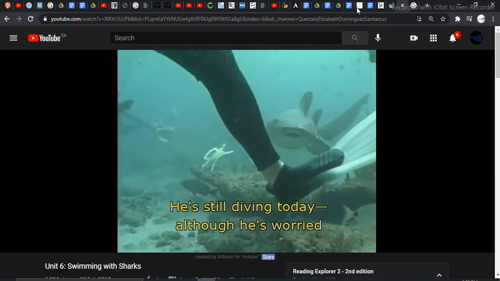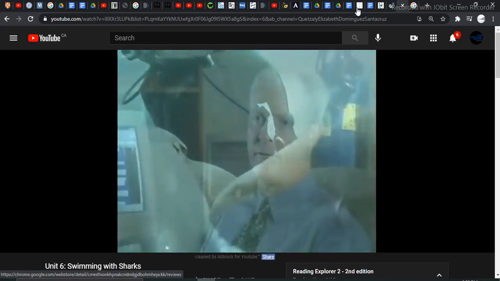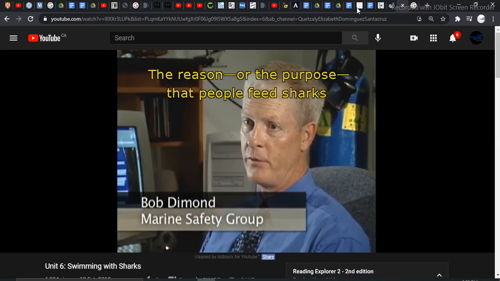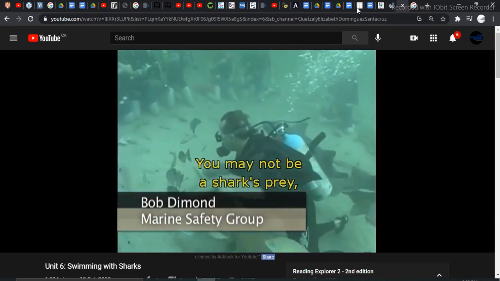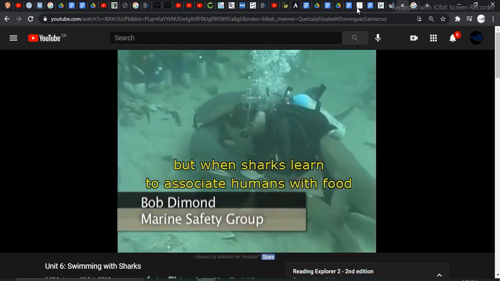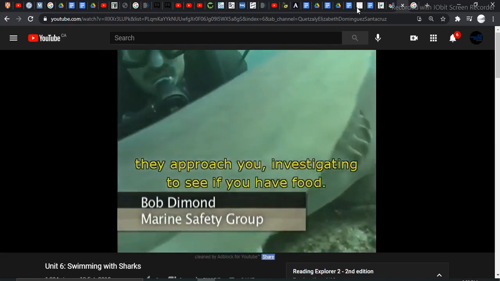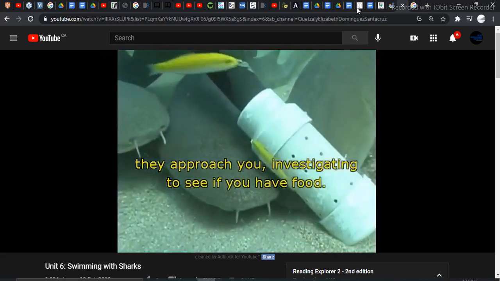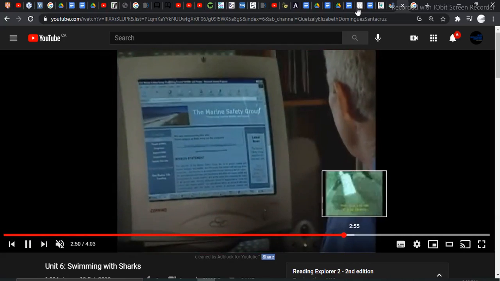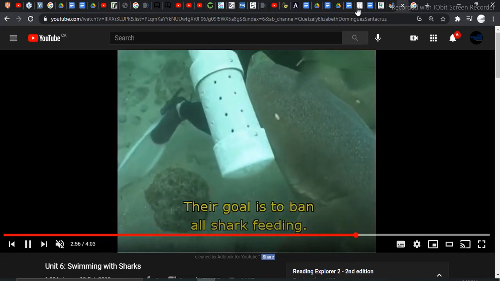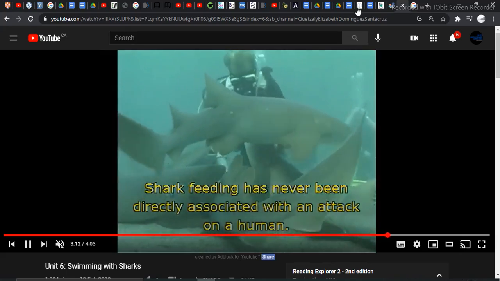He's worried that sharks may be losing their fear of humans. Oh, okay. Feeding sharks to attract them. That's why they do it. Yep. Investigating to see if you have food. That's reason enough for banning the feeding of sharks. Okay.